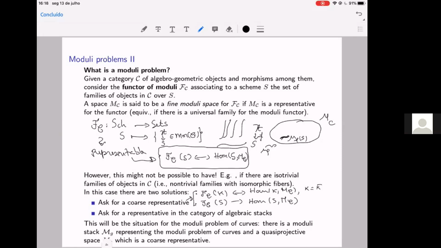So what is an algebraic stack? I will not give the precise definition of an algebraic stack. Let me just say that it's a generalization of the notion of scheme. So each scheme is an algebraic stack, and so it's a categorical version of a scheme. It's a way to see, instead of thinking of the objects, you think of morphisms.